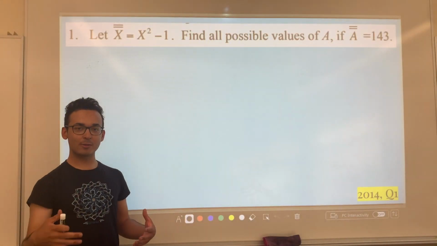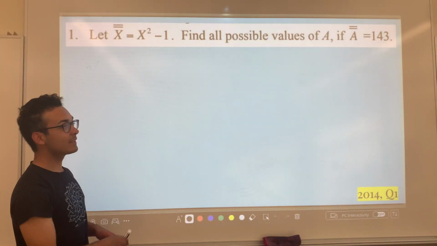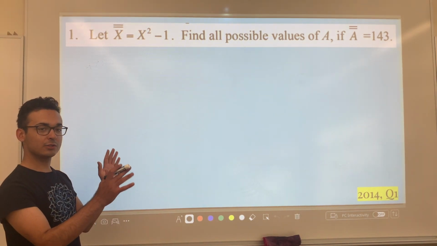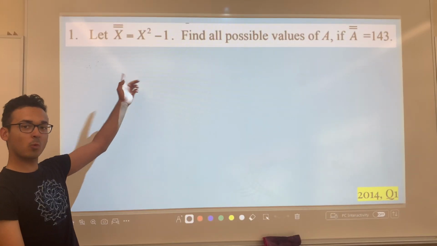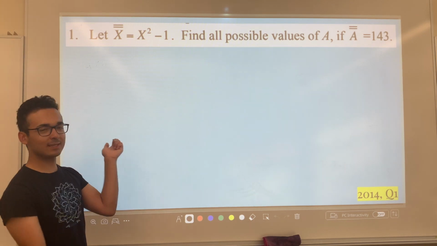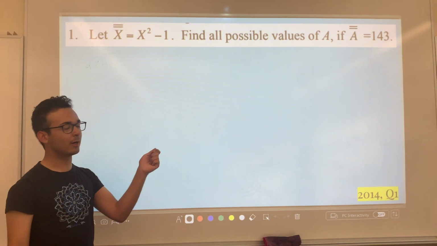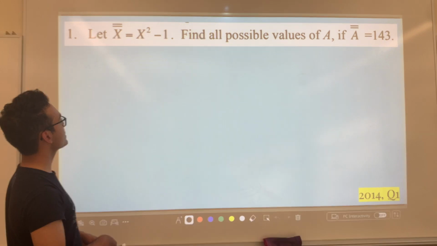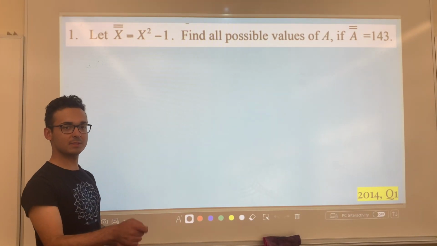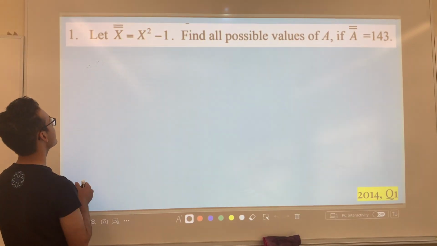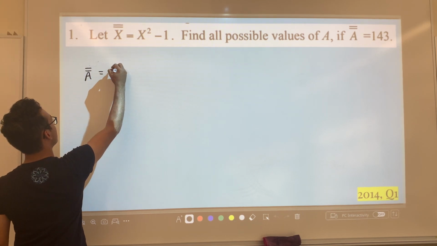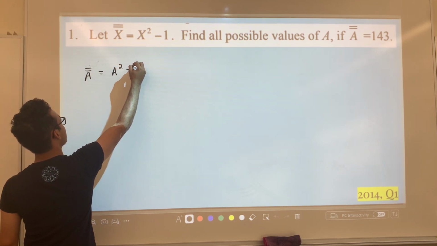All right, here's our third problem for this video. This is interesting in that the operation they're defining is not on 2 variables, a and b, it's just on 1 variable, x. So let x double bar, it's like an equal sign, but it's not, so I'll just call it double bar. Let x double bar equal x squared minus 1. Find all possible values of a if a double bar is equal to 143. Based on their definition here, a double bar is equal to a squared minus 1.